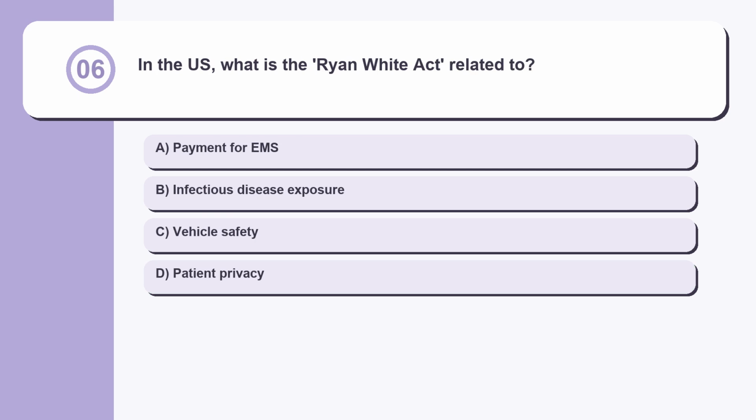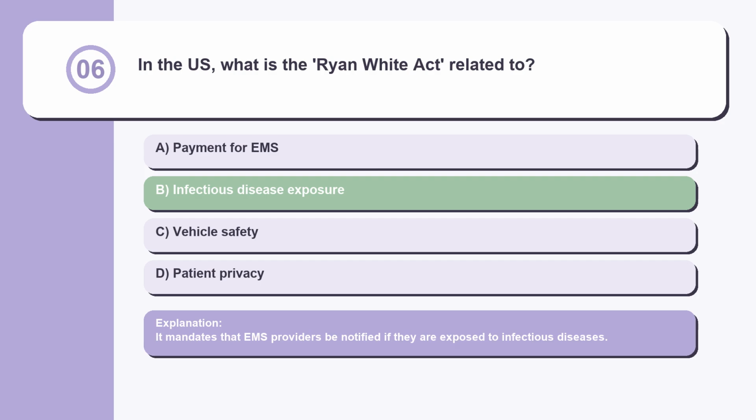Question 6. In the U.S., what is the Ryan White Act related to? Payment for EMS, infectious disease exposure, vehicle safety, patient privacy. It mandates that EMS providers be notified if they are exposed to infectious diseases.